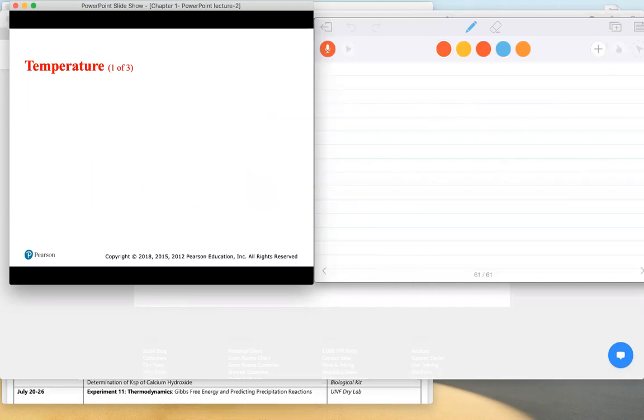Before we look at significant figures, any question before I get started with the temperature? Any question first? Good.